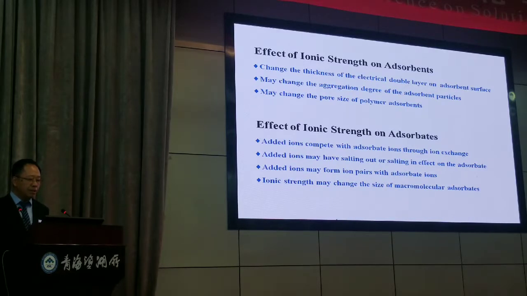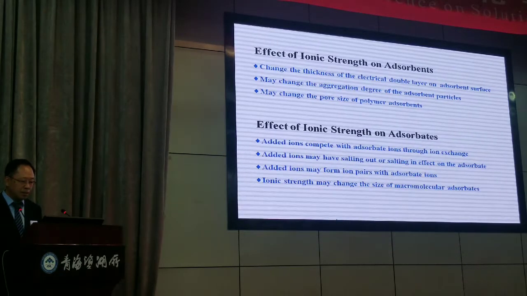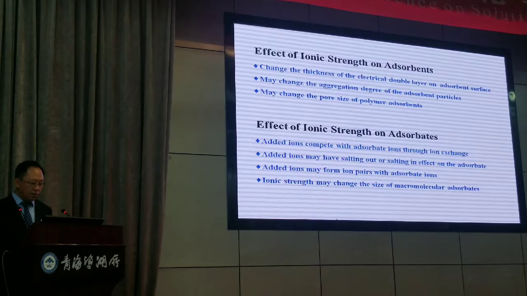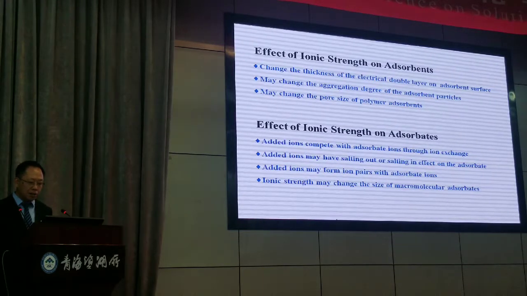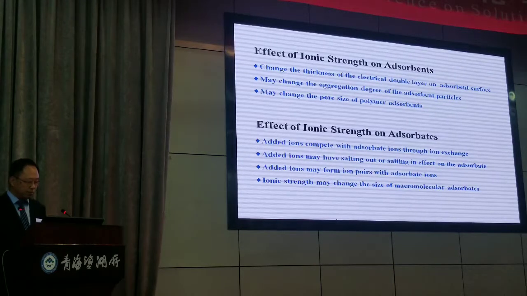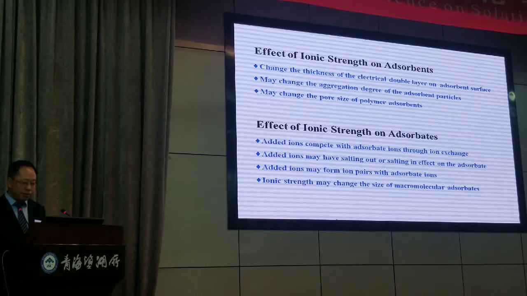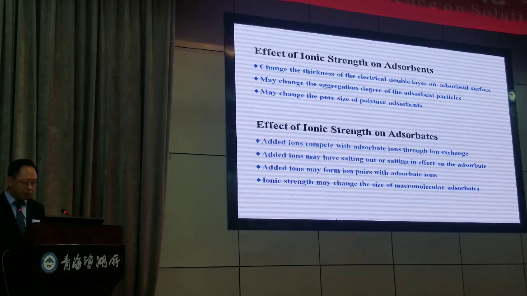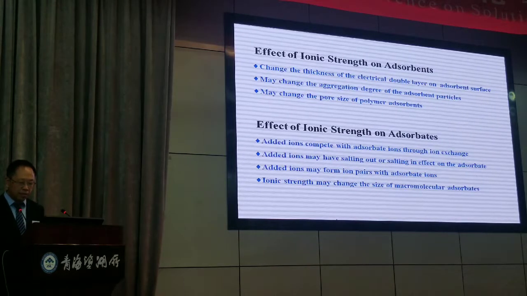Ionic strength may change the aggregation degree of the adsorbent particles and may change the process of polymer adsorbents. Effects of ionic strength on adsorbates: added ions compete with adsorbed ions through ion exchange. Added ions may have a salting out or salting in effect on the adsorbate and may form ion pairs with adsorbed ions. Ionic strength may change the size of macromolecular adsorbates.